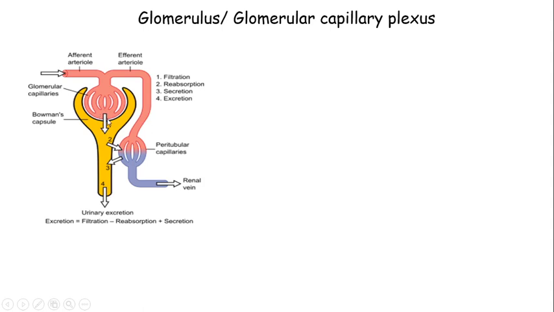And then when this filtered blood passes along the kidney tubules, certain substances in this glomerular filtrate are reabsorbed into the capillaries that surround the tubules. This is called reabsorption. For example, glucose and water, and also some electrolytes. Then certain substances that are there in this blood are secreted into the kidney tubules. So this is called secretion.